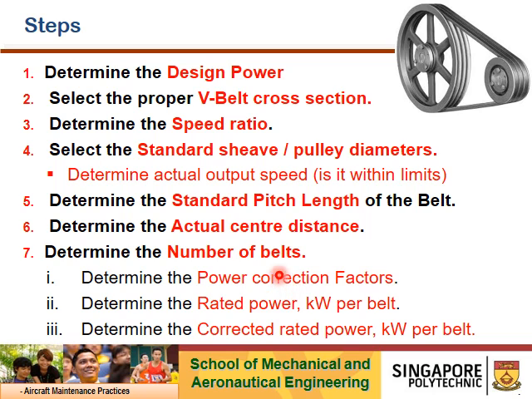How do you get the number of belts? It will be from the power correction factors, the power rating per belt, and lastly your design power. Then from there, you will be able to obtain the number of belts. It may sound like a lot of variables to use, but once you practice and work on the tutorial, you will understand more what we're talking about.